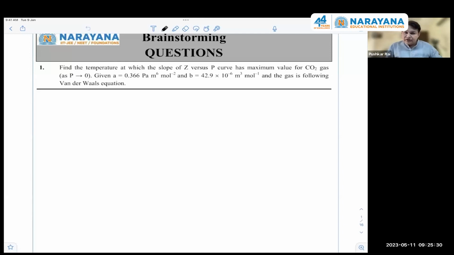Next is the brainstorming mixed question. I think I should discuss the theory of this question. What is the idea behind this problem? We have seen in real gases, we always see this Z versus P graph.